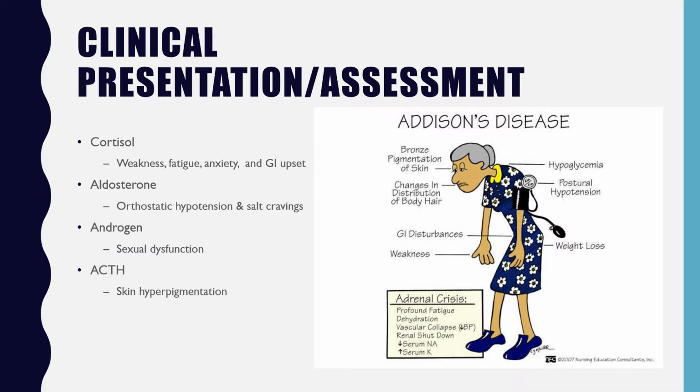In some instances, sexual dysfunction can occur in women due to the low androgen levels. And one of the most distinguishing signs of Addison's disease is the skin hyperpigmentation that's due to the high levels of ACTH. And on this slide, I have a visual picture that usually helps me remember the signs and symptoms of Addison's disease.